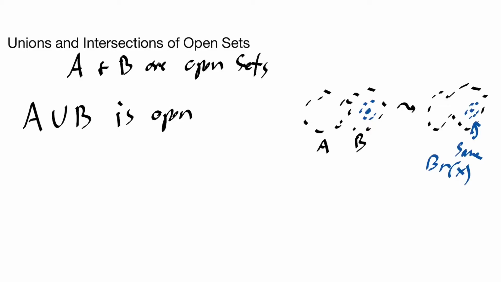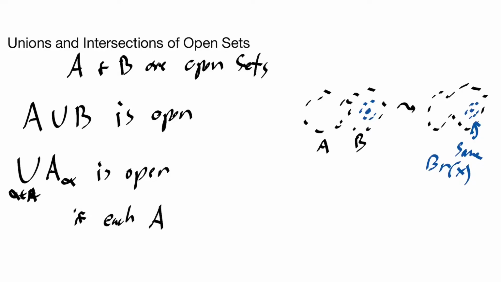And for this reason, not only is A union B open, I can take a union of an infinite number of things and still have it be open. So we'll say for example, the union over alpha in some index set of A sub alpha is open if each A sub alpha is open.